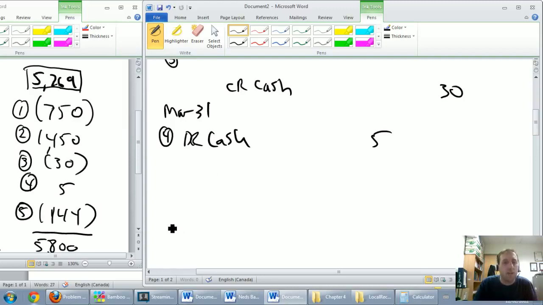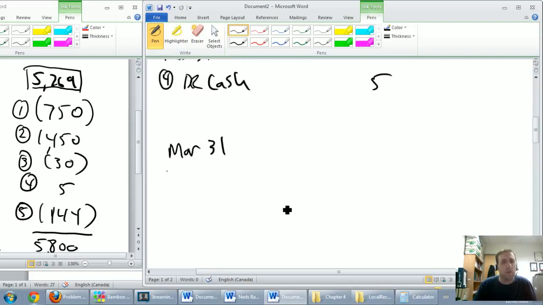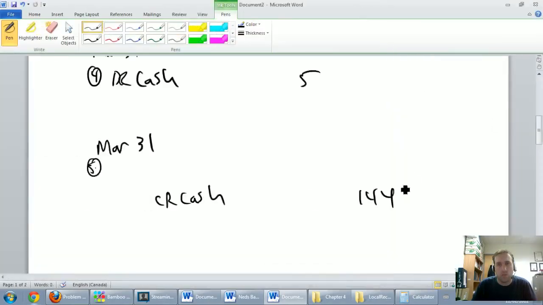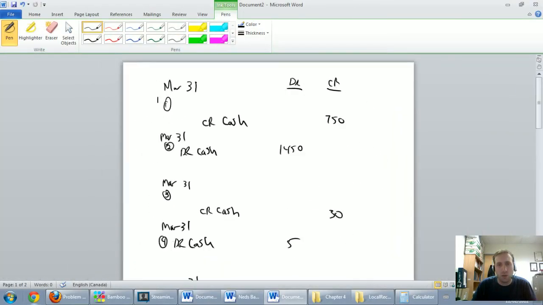Journal entry 5, this is the last one we're going to have to worry about, also dated March 31st. It says cash is going down by $144. Credit cash $144. So let me maximize this and zoom out a little bit.